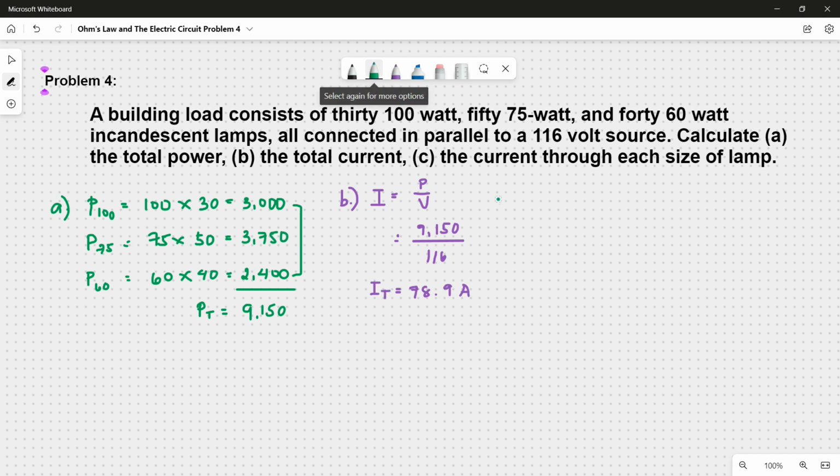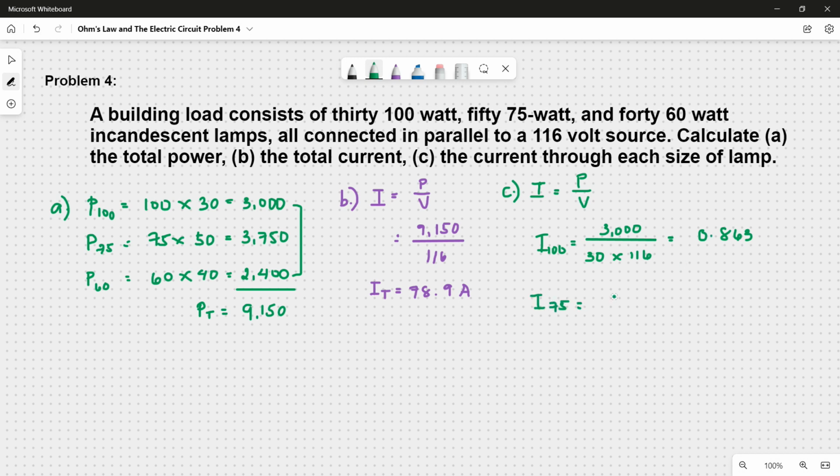For C, we are asked to get the current flowing through each of the lamps. The formula we're going to use is the same as letter B, I is equal to P over V, except for V, we have to multiply the voltage by the number of lamps that we have. So for the 100-watt lamp, that's 3,000 watts over 30 pieces times 116 volts, and this will be 0.863 amp.